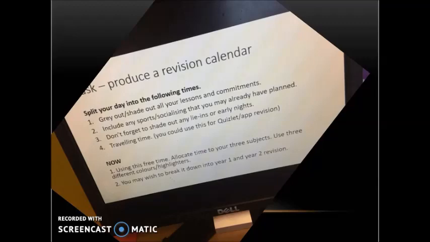And then you are using the free time that has suddenly appeared on your plan, and you need to allocate your time to your 3 subjects if you are doing 3 A levels, and use different colours, different highlighters, and you may even want to break it down into year 1 and year 2. And this is where you're planning what you're going to revise, and you need to make sure that you cover all the topics in the time allowed.